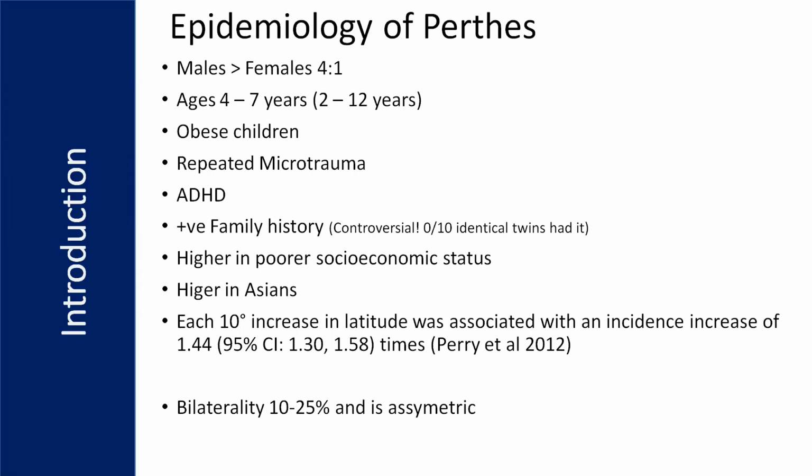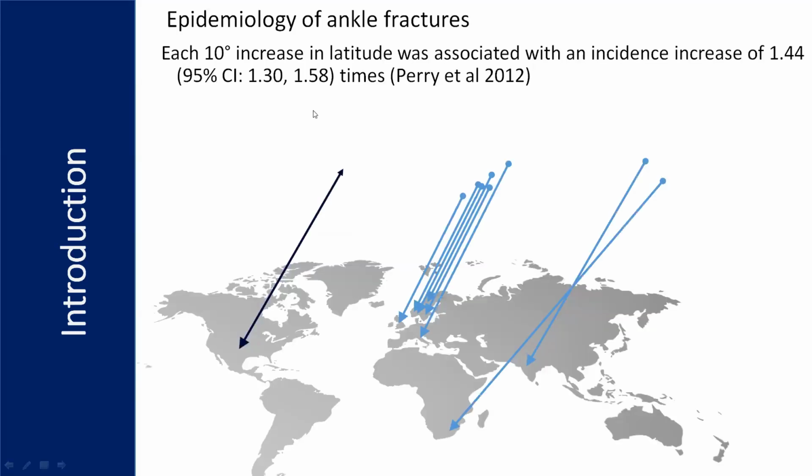So I know the epidemiology, there are lots of points that we have to remember. This was the study done by Perry et al. He collected epidemiological studies done around the globe, and found that with each 10 degrees increase in latitude, there was a 50% increase in the incidence of disease. This could possibly be due to decreased vitamin D, or it could be due to the temperature. It's not really confirmed yet.